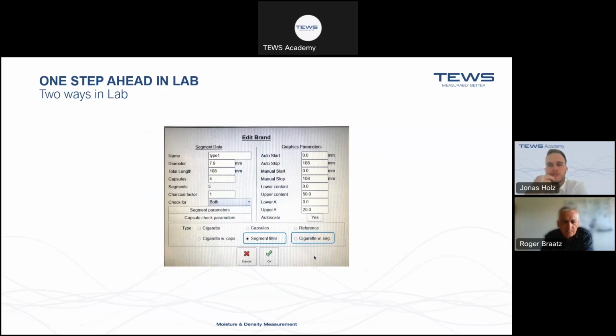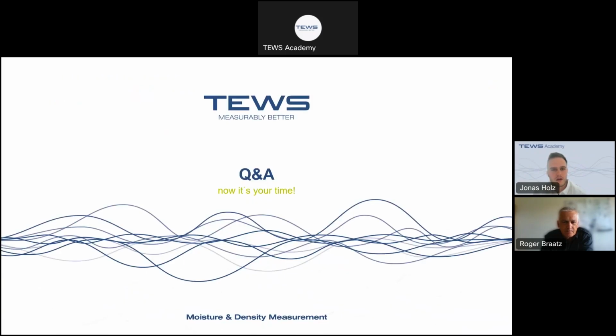Okay, so the customer just has to be careful with the brand setting. So if he measures filter rods, he has to choose it accordingly in the settings. And if he chooses segment filter, yeah. All right. Okay. The other one is on the right, bottom right is cigarette with segments. Okay. Yeah. Okay. Good. So two ways for the customer to measure these filters. All right. Okay. I think that's it for now.